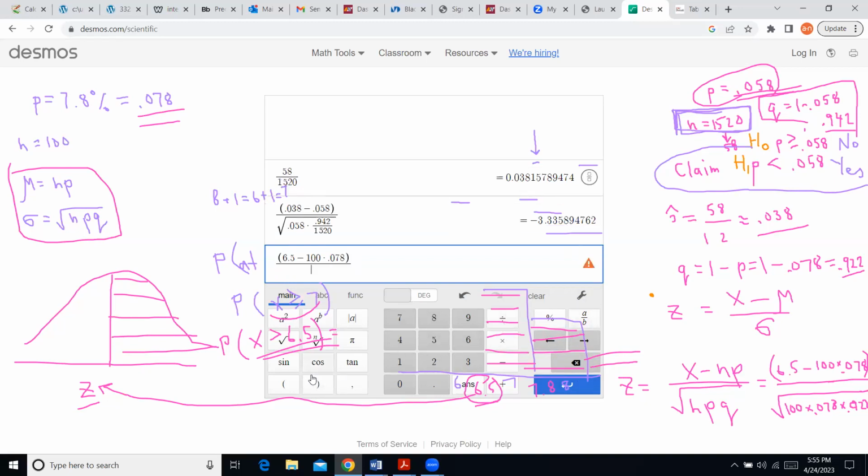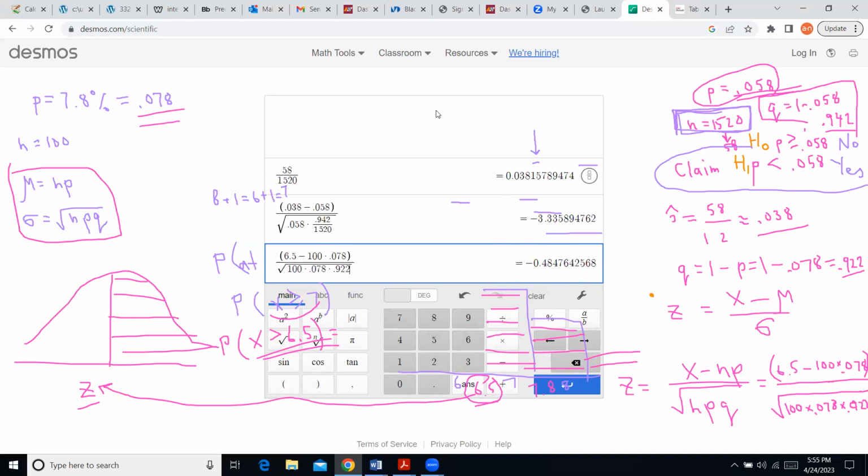So divide this by the square root of 100 times 0.078 times 0.922. Okay, there we have it. There is my z-score. Z is negative 0.48. We can't really do any better than that because we can't use any better approximation from our favorite tables, but hundredths.